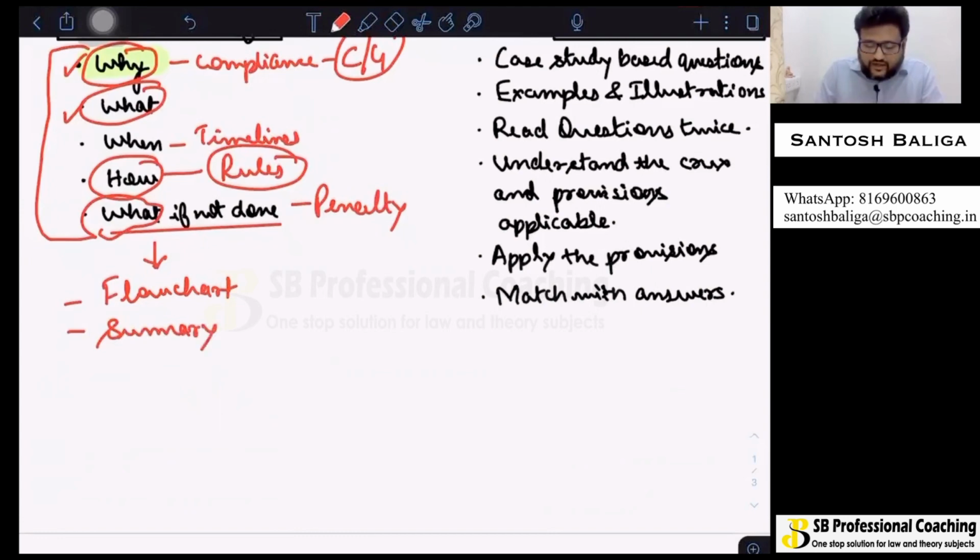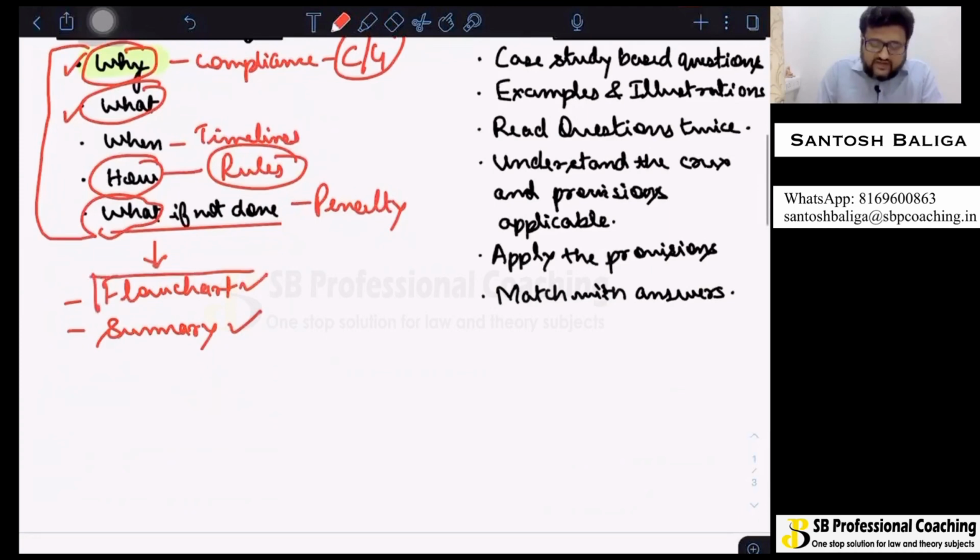So you can create your own flowcharts. You can create your own summary. For example, if there is a procedure which has to be understood, then you must create a flowchart. It will give you a very clear picture of what it is. If you have seen all my lectures till now, you would have seen that I always draw, or in my PPTs also, I have created flowcharts to understand it.